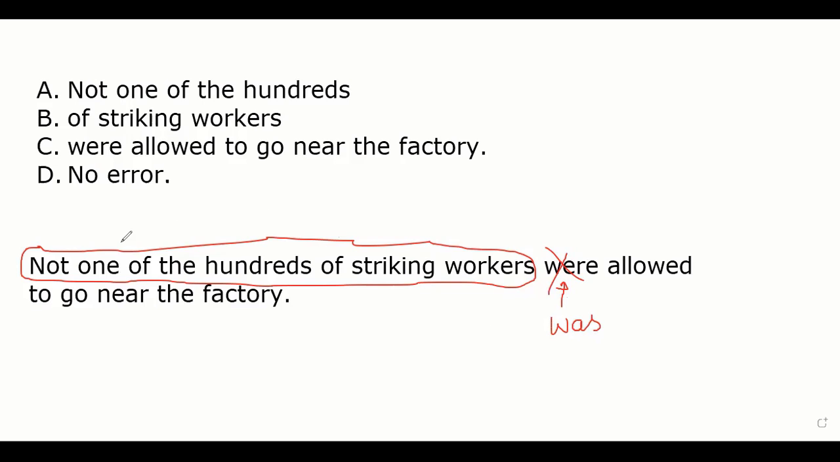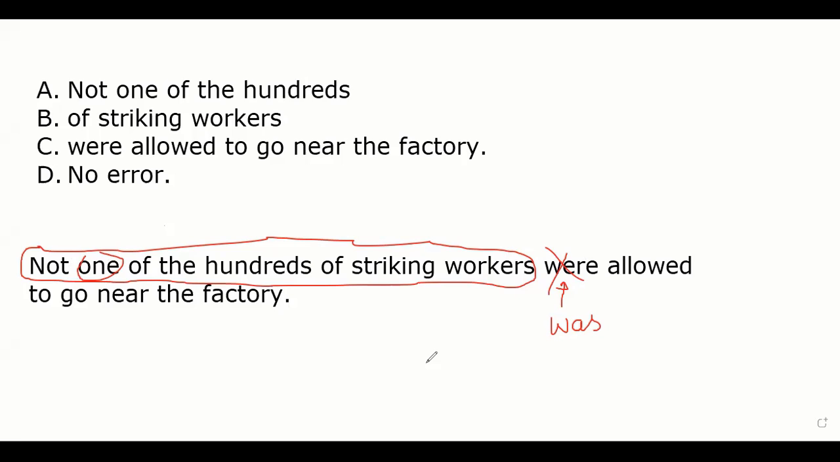That's the point, guys. Sorry, I know you said was correctly. So, not one of the hundred of striking workers. If you read clearly, not one. The subject is, out of so many, only not one, not a single one. I'll come to none also later. But if you use not one, then this has to be was. Not one of the hundred workers was. Because the subject is singular, the helping verb should also be singular, which is was.